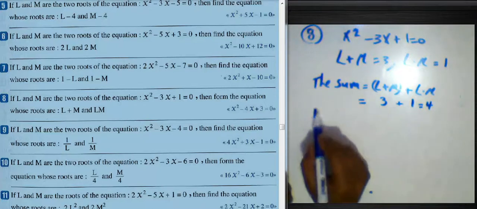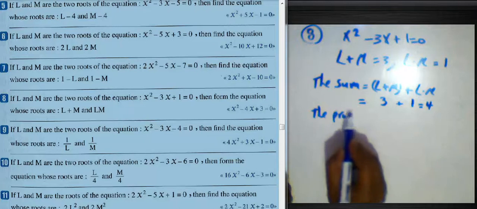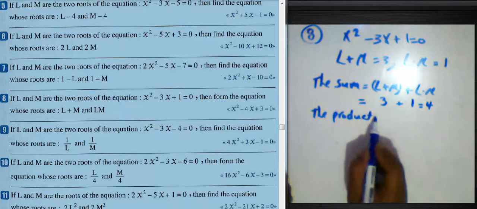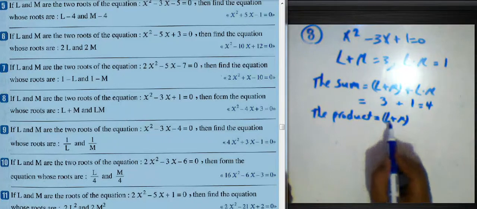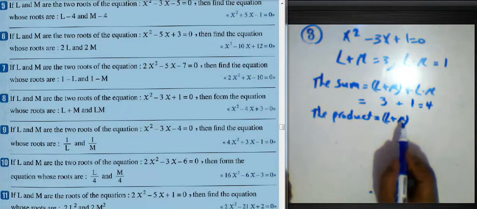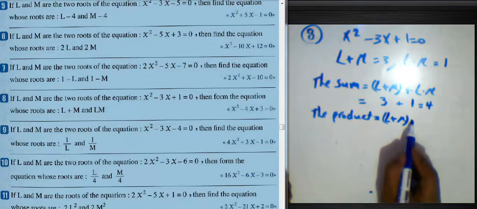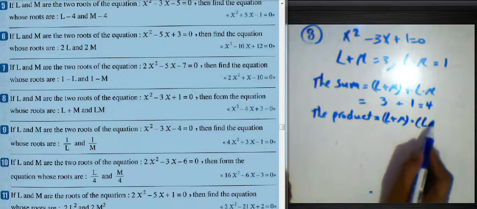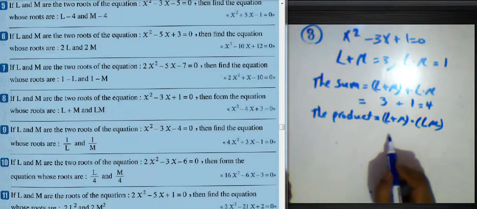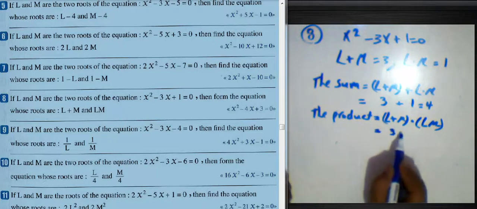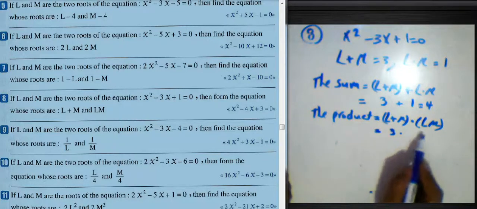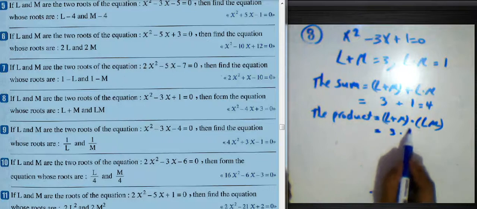And the product equal L plus m and L multiply m. We can find the product of L plus m equal 3 multiply L multiply m equal 1. The result will be 3.